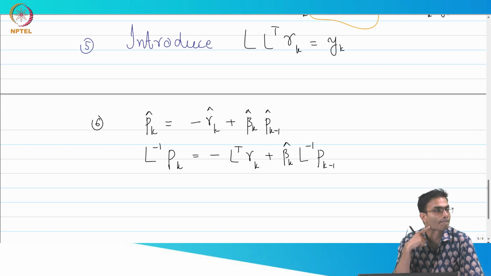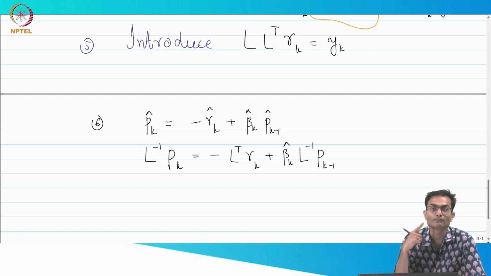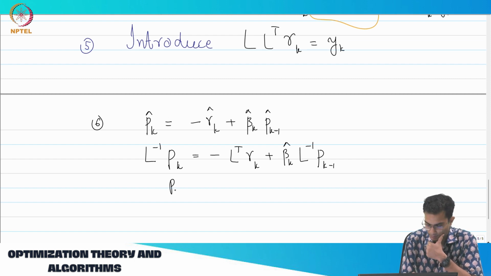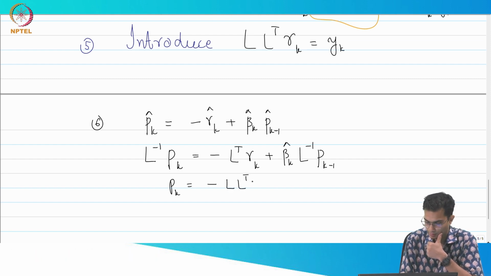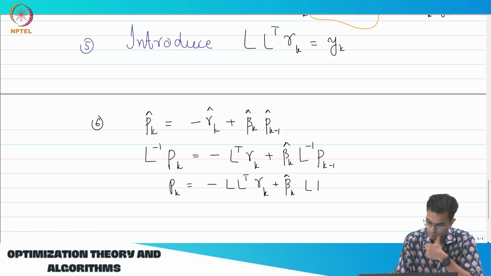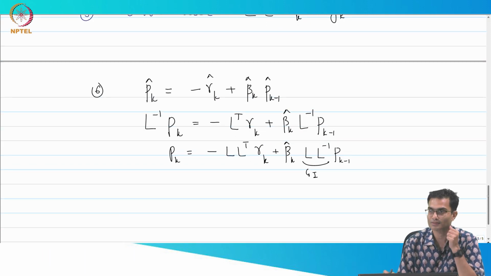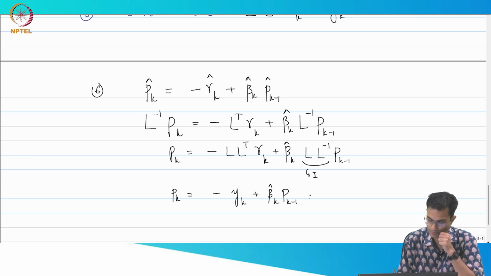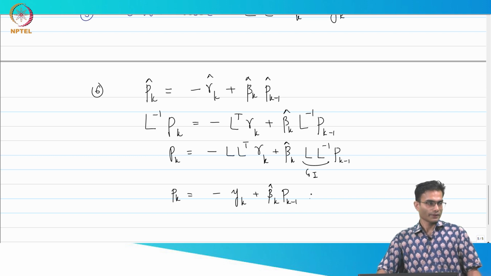What do I do here? Left multiply by L. So that is going to give me my pk. So, minus L L transpose rk, there our friend appears again. L L inverse cancelled off, right. So the new relation I get is pk is minus Yk plus beta hat k pk minus 1, right, not bad.